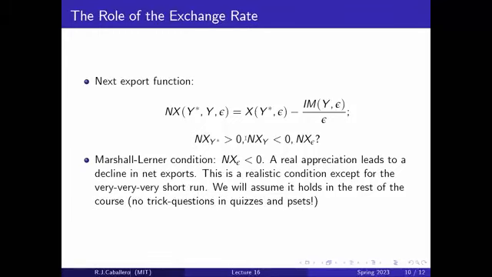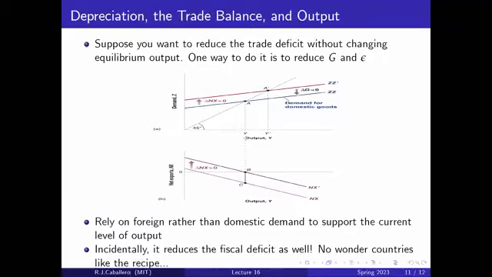Good. So now let's see what happens when the exchange rate moves. Suppose that you are in a situation where you want to reduce the trade deficit. The experiment I have here has two components, but let's talk about the first one. Suppose that your country has a big trade deficit, and you want to reduce that. And the only tool you have is the exchange rate. What would you do?